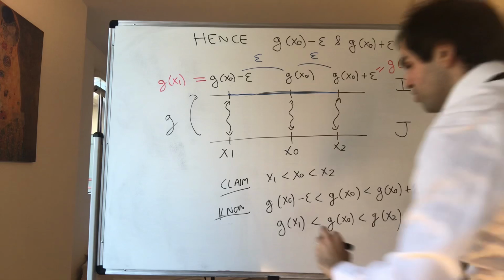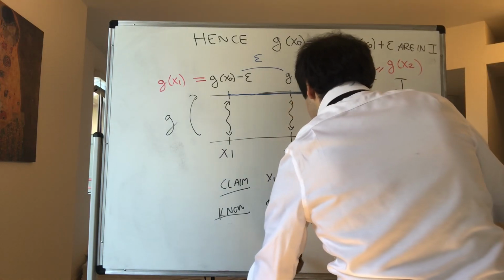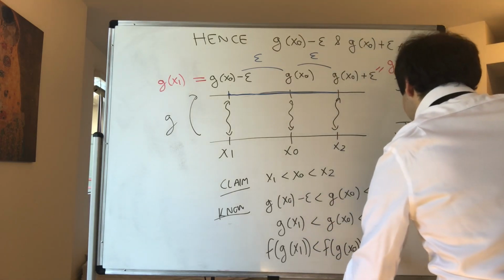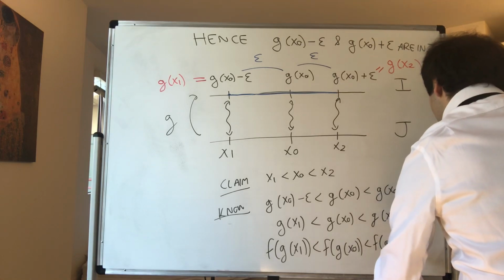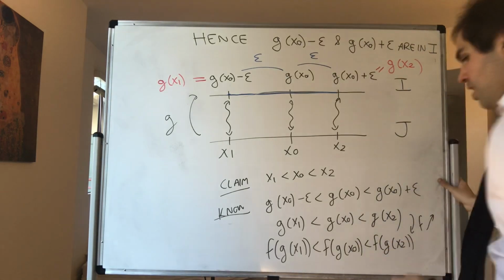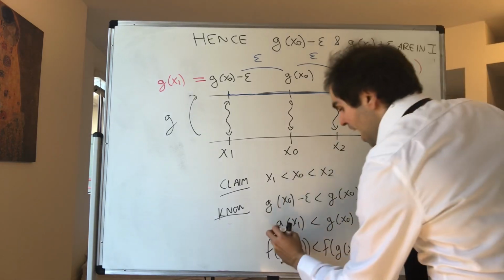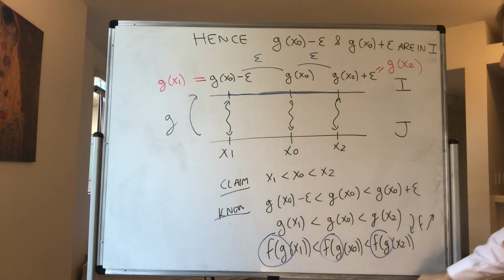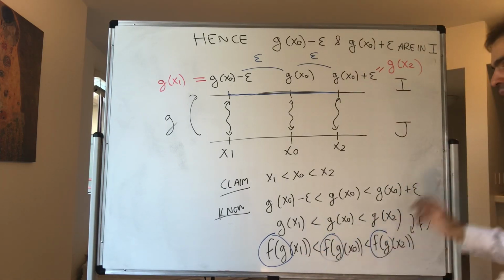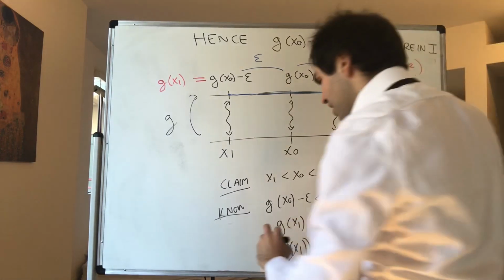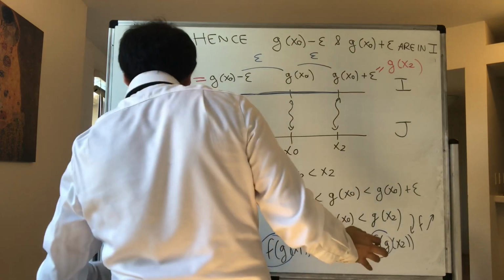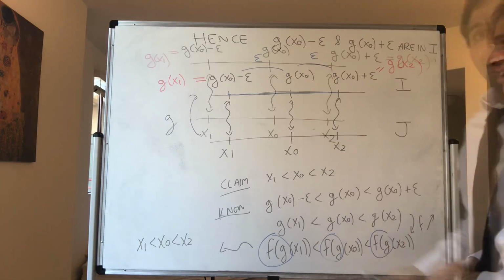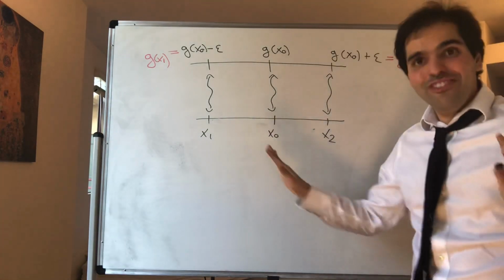And now just apply f to this, because remember f is increasing. f of g of x1 is less than f of g of x0 is less than f of g of x2. And now remember that g is just f inverse. So all this is just the identity, and therefore f of g of x1 is just x1, f of g of x0 is just x0, etc. So in the end, you're left with x1 is less than x0 is less than x2. And there you go.